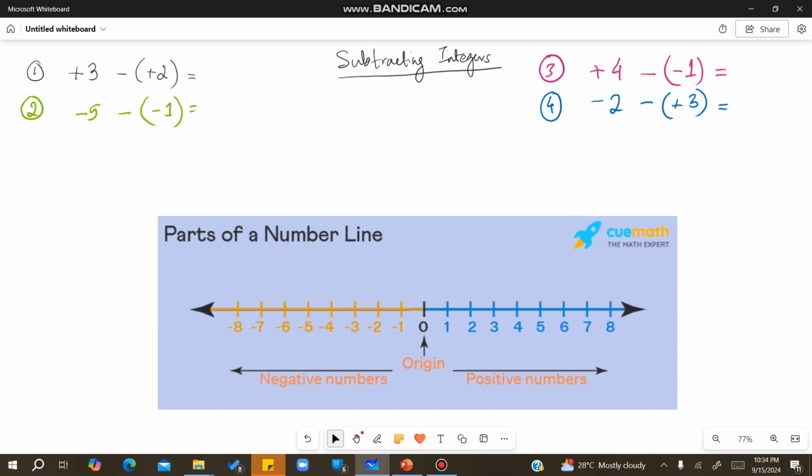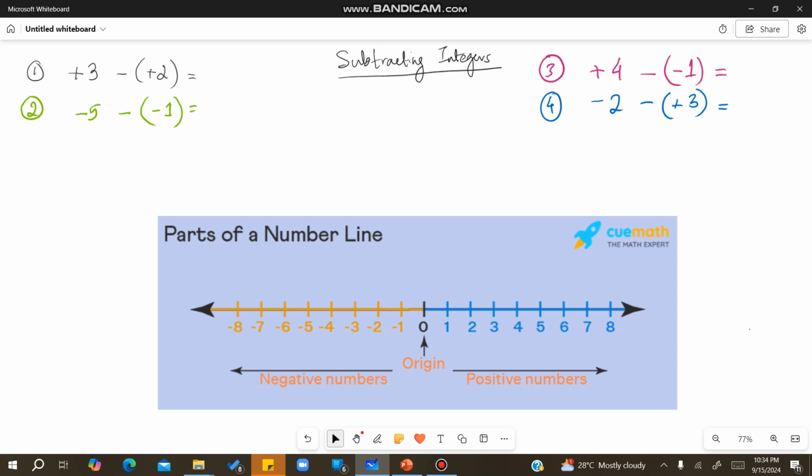We are now going to subtract integers. Again, we will use the examples with a number line to understand the process first, and then we will form shortcuts from patterns. So let's begin. First one is positive 3 minus a positive 2.